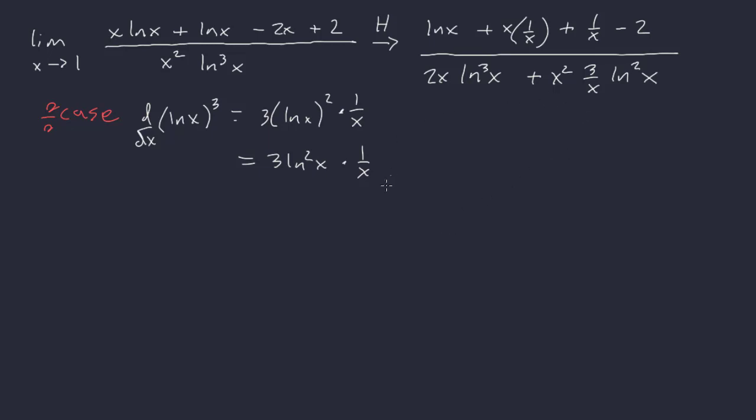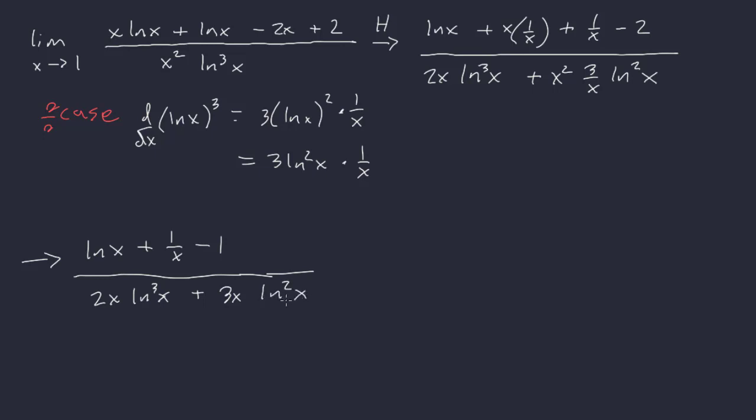All right, so if we simplify this down here, this will become 1. So the 1 minus 2 will be a minus 1. So we'll have a natural log of x, okay, plus 1 over x minus 1, all over 2x natural log of x cubed, plus this will simplify to be just 3x times the natural log of x squared.